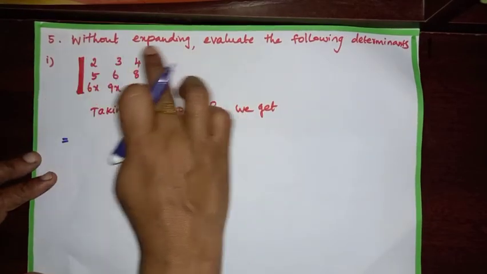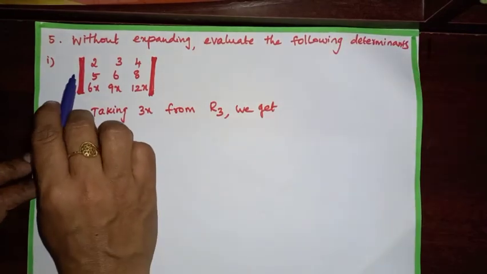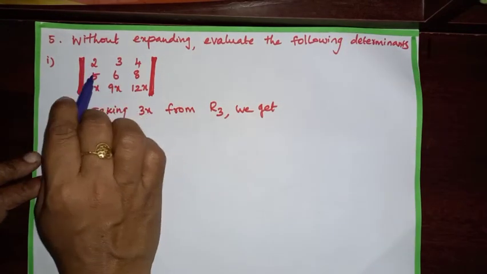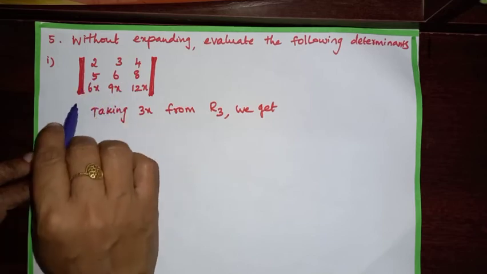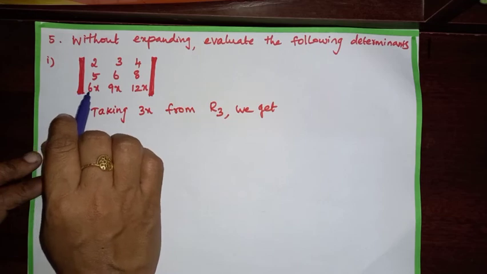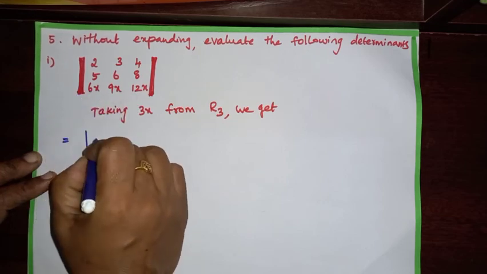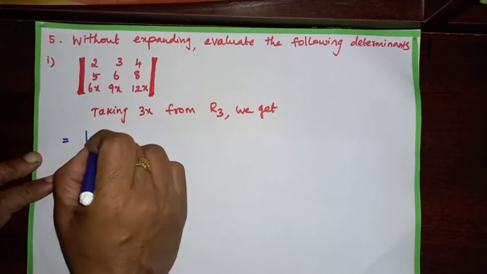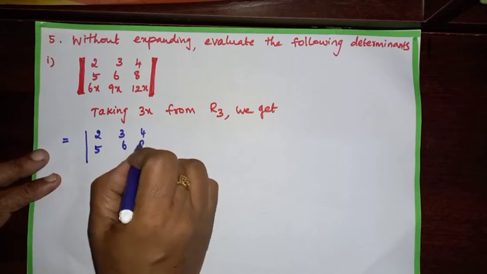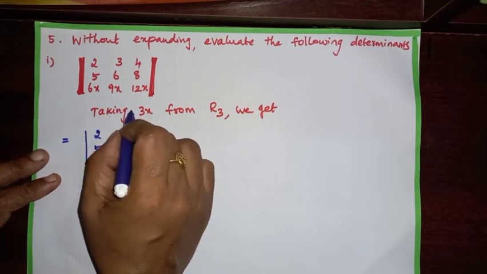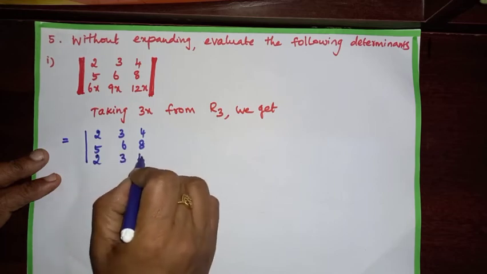Question number 5. Without expanding, evaluate the following determinant. Inside the determinant we have 2, 3, 4, 5, 6, 8, 6x, 9x, 12x. Now I am going to take 3x from row 3. Then we write row 1 and row 2 as they are: 2, 3, 4, 5, 6, 8. After taking 3x, we have 2, 3, 4.